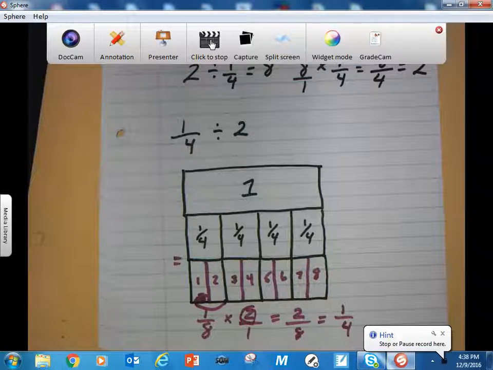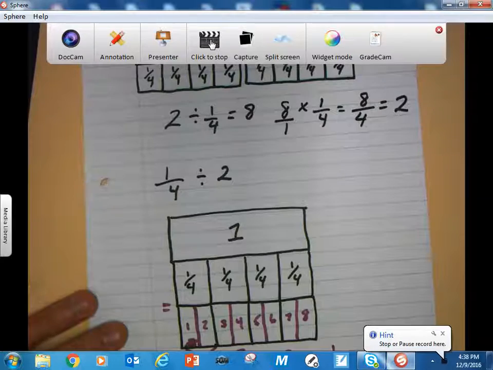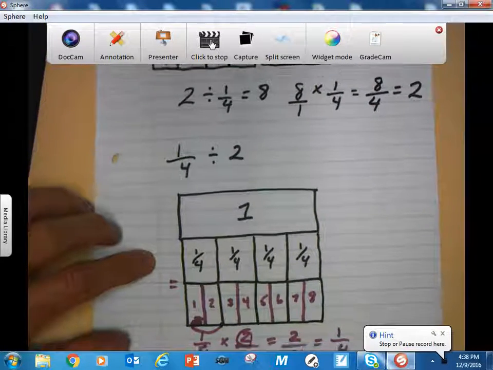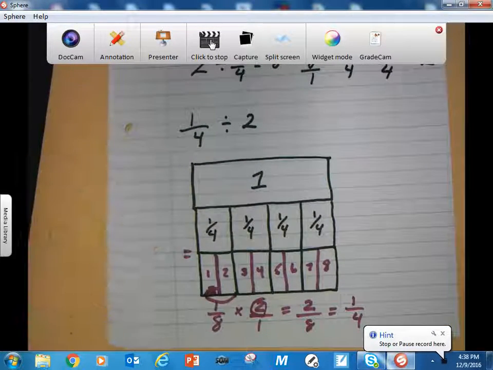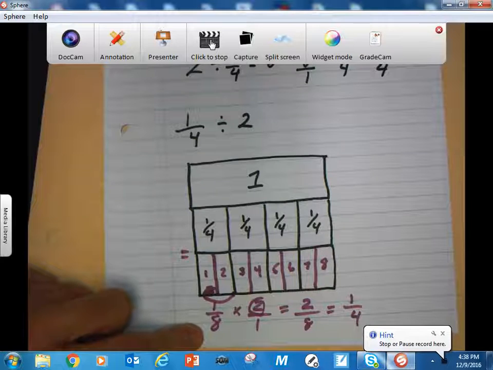So in class, we've been practicing how to divide whole numbers by fractions and fractions by whole numbers. And here's the model representation. Please use models to solve your problems, and use the equation as well to check your work. Good luck.